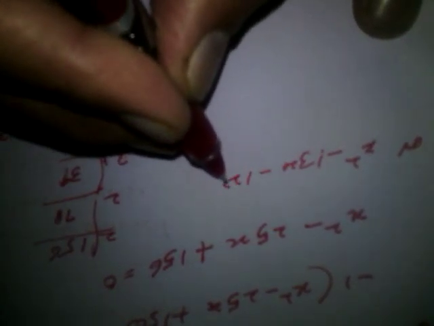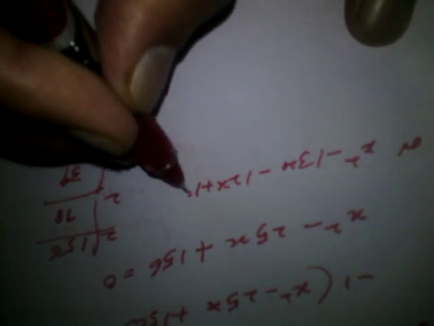So this is equivalent to, we can write 25x as minus 13x minus 12x plus 156 is equal to 0. We will take x common in the first two terms and take the second two terms separately. So this becomes x within the bracket x minus 13.